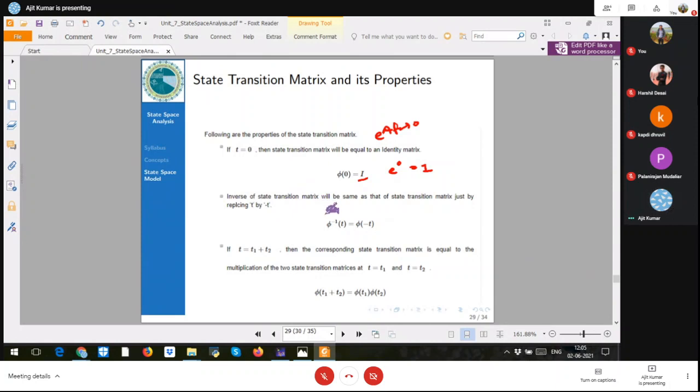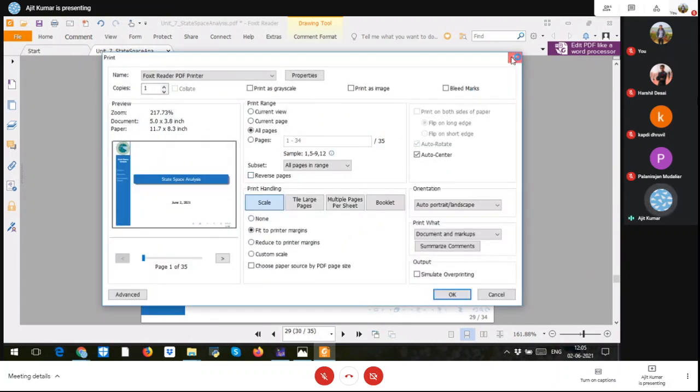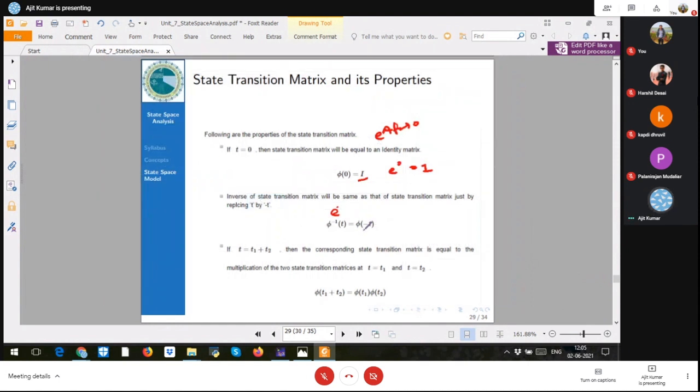So it means when you take the inverse of e to the power At, then t simply gets replaced with minus t. So this is the second property. First property, if t is 0, then your state transition matrix will become the identity matrix, and if you are taking the inverse, then t will be replaced with minus t. You can do all this exercise at home.